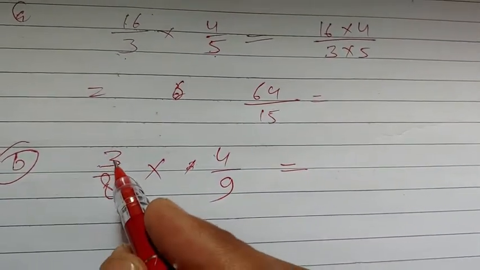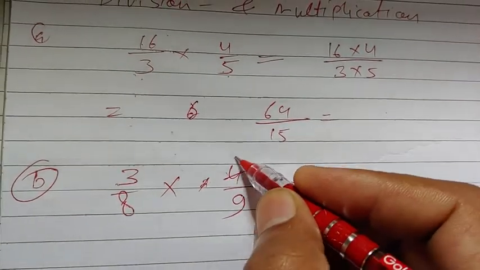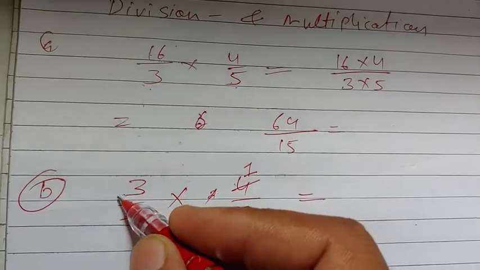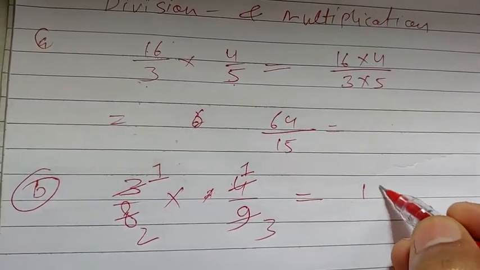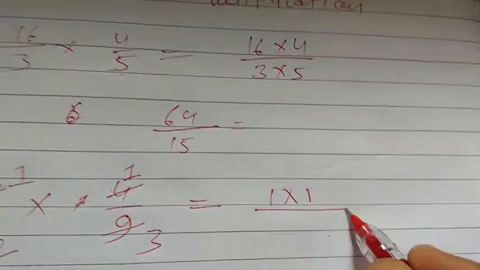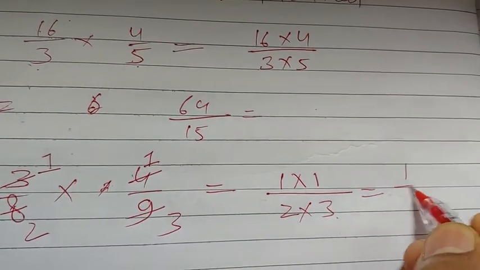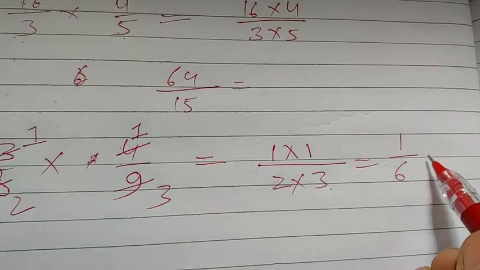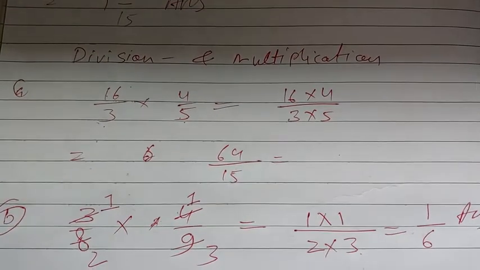Next, 3 upon 8 into 4 upon 9. So 8 can be cancelled by 4: 4 ones are 4, 4 twos are 8. This is the way to write. 3 ones are 3, 3 threes are 9. And what do you get here? 1 cross 1 upon 2 cross 3. This is 1 upon 6. This is our answer. So this is the case of multiplication of fractions.